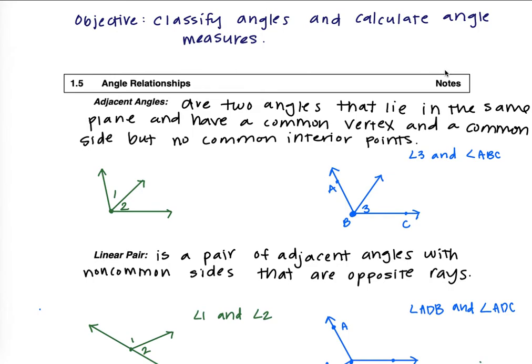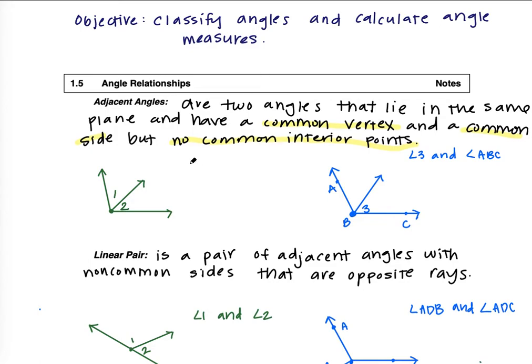So let's break down the definition a little bit. We need to look for three different things. We need to check to see if the angles have a common vertex. We need to check to see if they have a common side, and we need to check if there are no common interior points. Okay, if all of these things are true, then we have adjacent angles.